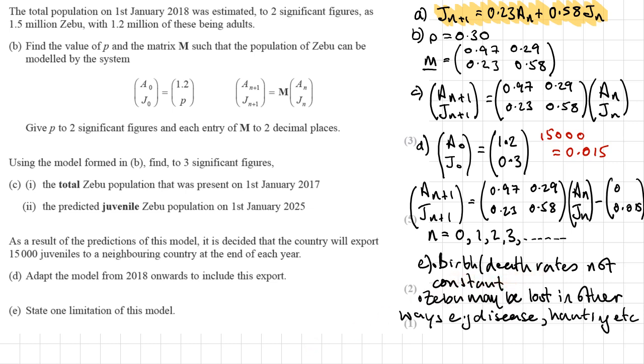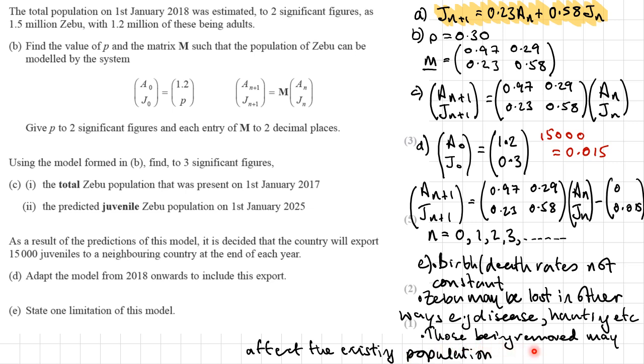The zebu may be lost in other ways, e.g. they may be lost by disease or hunting, etc. Or we could talk about those being removed, they may actually affect the existing population.